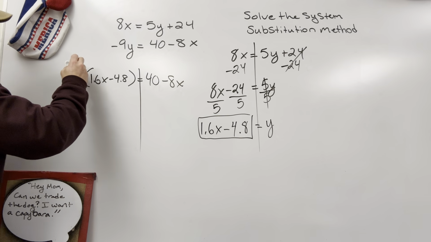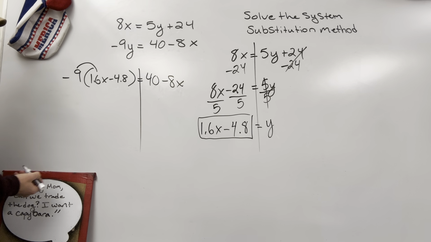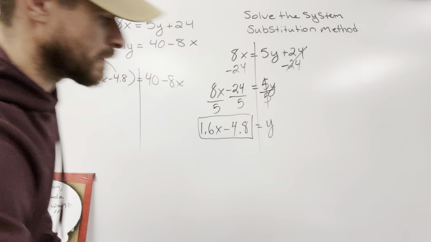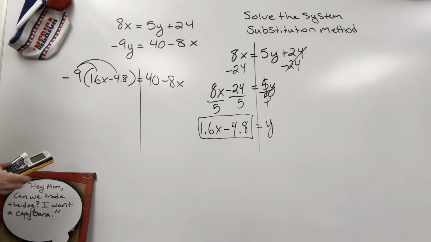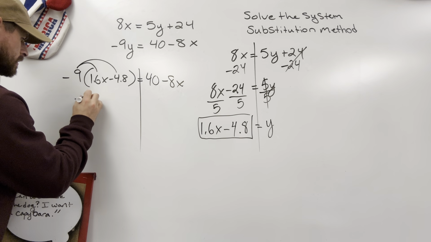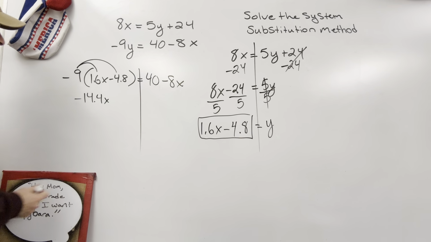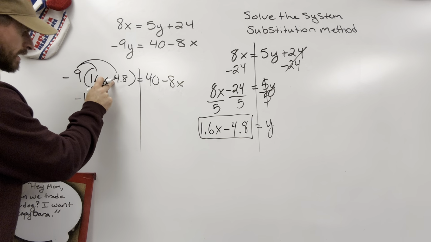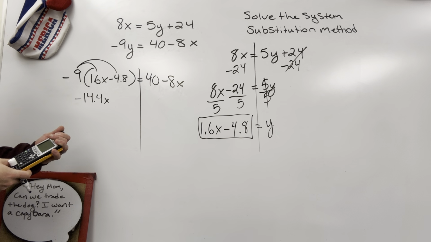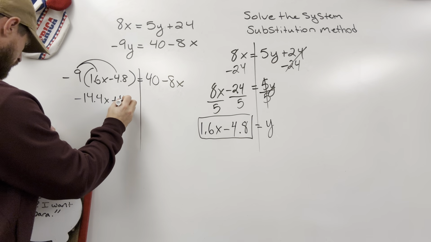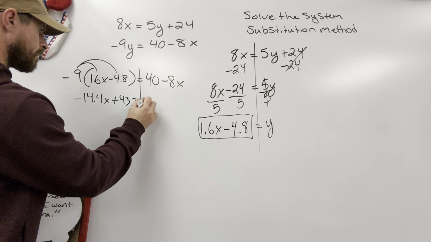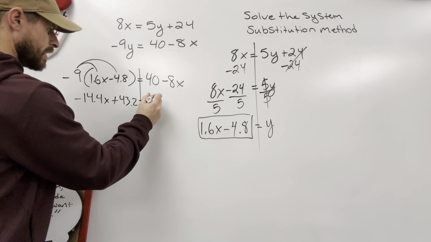Okay, now we're going to go negative 9 times 1.6x. Negative 9 times negative 4.8. Grab that calculator to make it quick. So negative 9 times 1.6. That's going to give you negative 14.4. Negative 14.4 with the x attached. A negative times another negative is going to make a positive. So 9 times 4.8 is just going to give me a positive 43.2. Nothing's going to change over here.